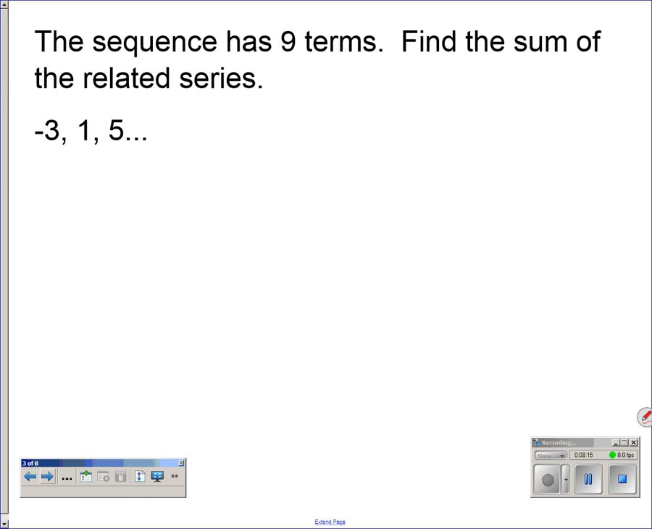Let's look at an example. We have a sequence that only has 9 terms. Find the sum of the related series. I realize we're given the first 3, and it's not hard to find the 6 remaining numbers and just add them up. I get it, that's fine. But on a test, I'm probably going to say find the sum of the first 100 terms, okay? So it's good to know the formula.